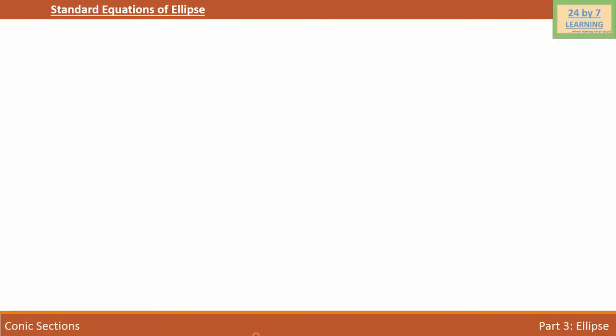Standard equations of ellipse. In this video, we are going to consider the standard equation of ellipse. So my first equation is x square over a square plus y square over b square is equal to 1, where a is basically the major axis and b is the minor axis. Or in other words, we can say that a is the length of the semi-major axis and b is the length of the semi-minor axis.